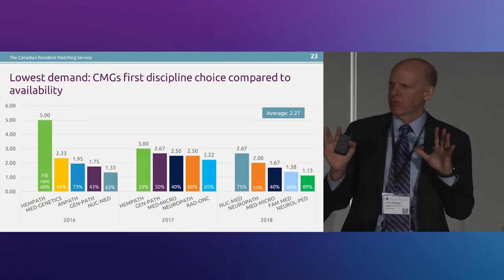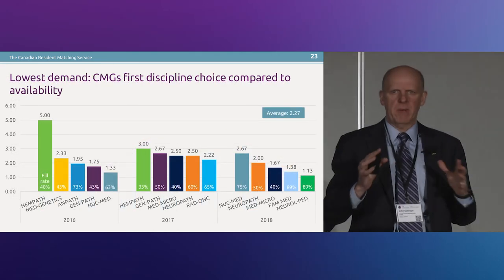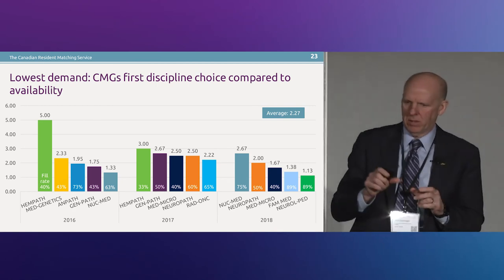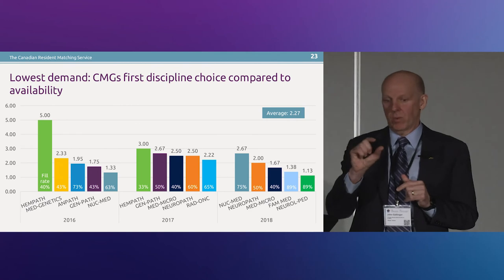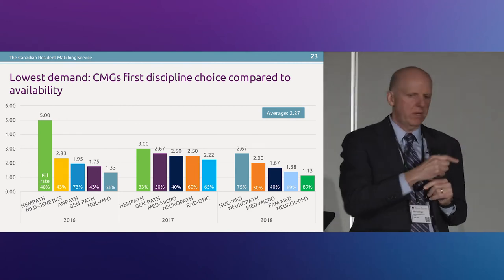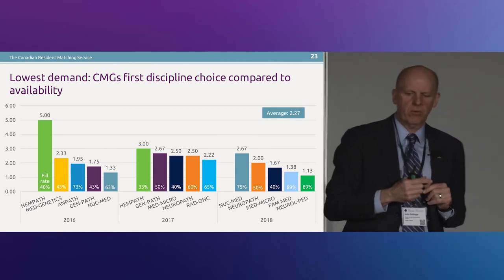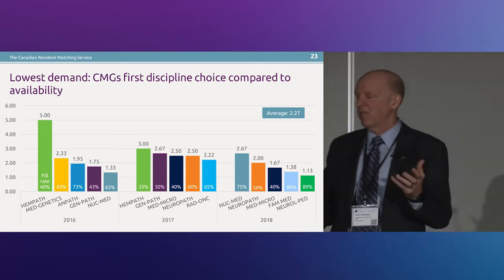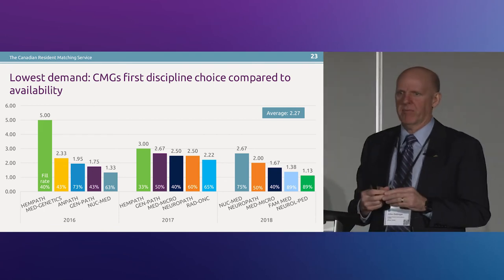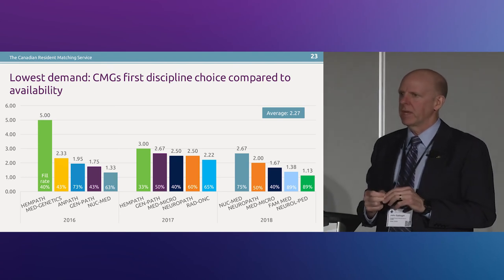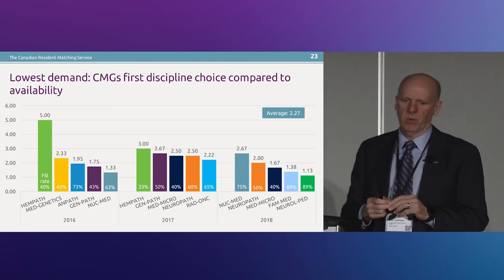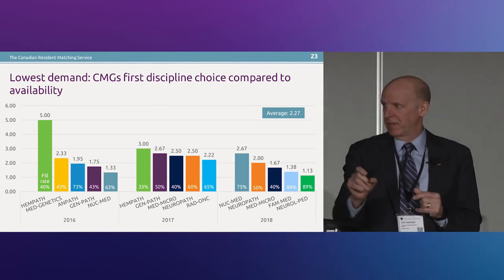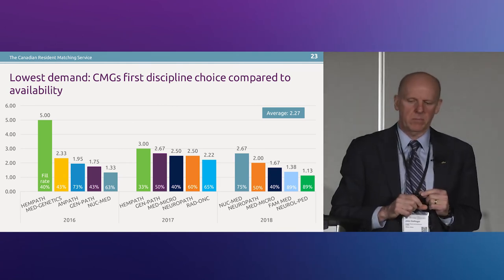So here's a picture of the lowest demand disciplines in relation to supply across the country. You'll see the ratio there. For example, the far right-hand side, the green bar, 2016 for hematological pathology, 5. So there were 5 positions available for every 1 CMG interested in that discipline. So it's a pretty big shift. And then the fill rate is within the column.